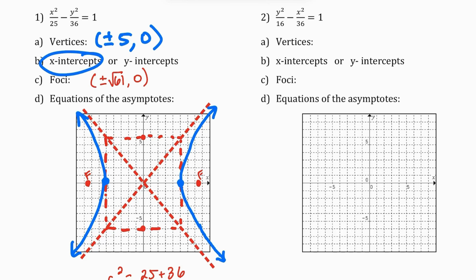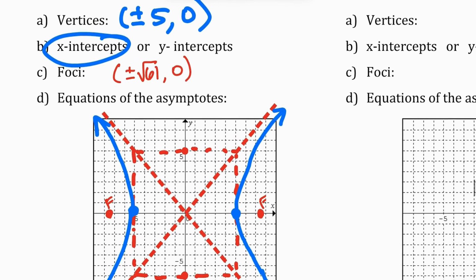Now, what were the equations of those asymptotes? Well, the line starts at 0. We went up 6 and to the right 5. So we rose 6 and ran 5. But if I go over here, I went down 6 and to the right 5.